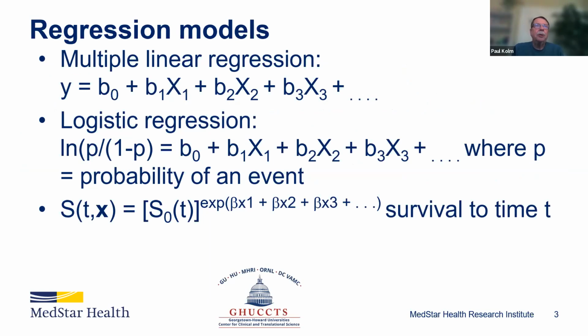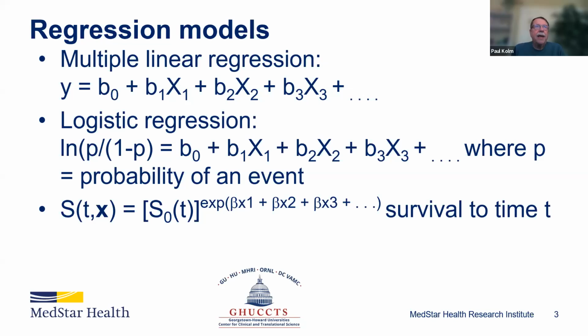And so in multiple linear regression, our outcome is a continuous variable, hopefully more or less normally distributed, although that assumption can be violated to a fairly large degree, and we'll still be okay. And then binary logistic regression, where we have a dichotomous outcome, and we look at the probability of an event. And then survival analysis, where we're looking at survival to a particular time point.